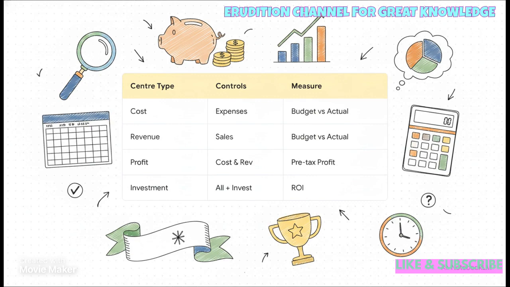Okay, go ahead and grab a screenshot of this master matrix right now. You absolutely need to lock in the distinctions between these 4 centers for the exam. You've got to memorize exactly what the manager controls in each, whether it's just expenses, just sales, both, or the whole lot plus investments. And you need to know the specific metric used to evaluate them. Being able to instantly recall this matrix is going to make you breathe right through those tricky responsibility accounting questions.